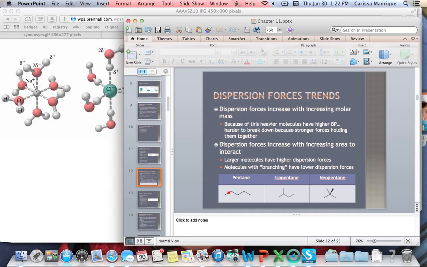This is the maximum amount of interaction you can have. Basically, all the protons and electrons are exposed, so you're going to have the maximum interaction. Versus here, they're blocked a little bit, so there's not as much surface area. So basically you want no branching, and branching is when you have these lines coming off of here. For dispersion forces you want to be really large, so have a lot of carbons, hydrogens, nitrogens, oxygens in it, and you want to have no branching.